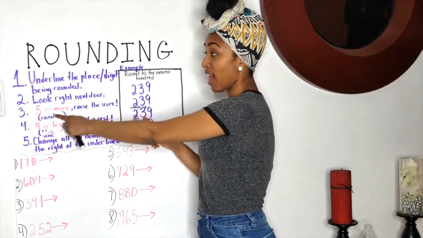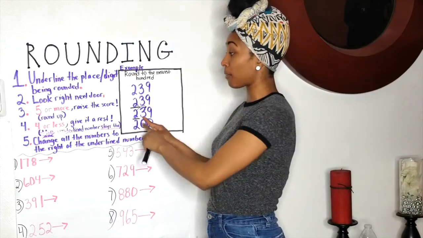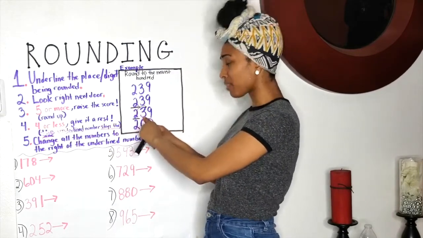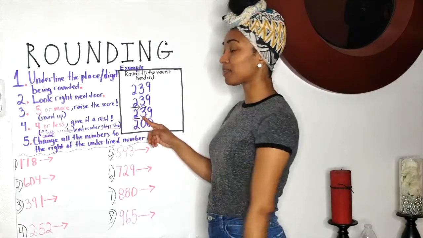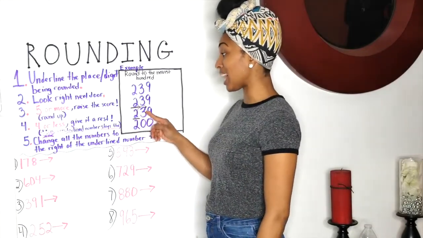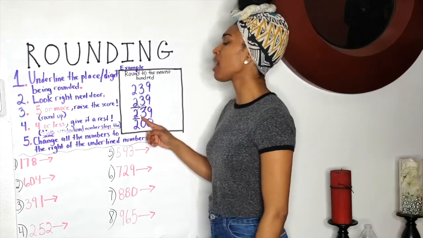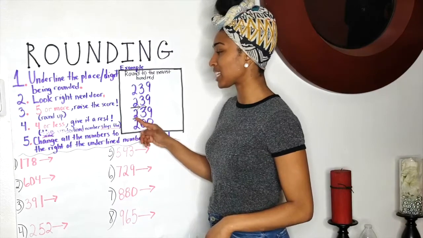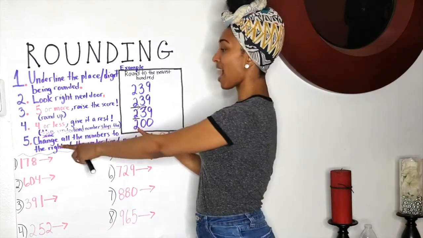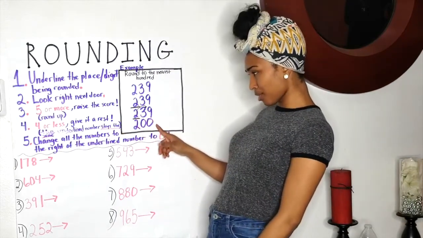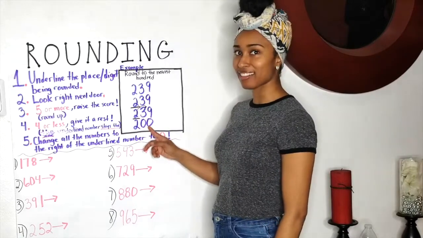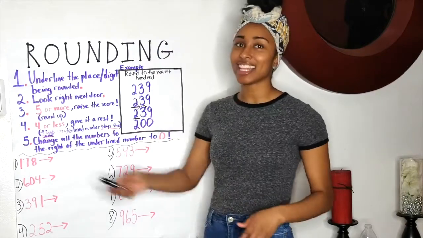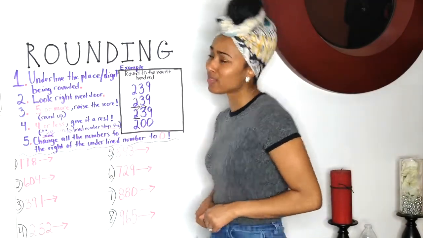Now, it says if it's 5 or more, I raise the score. I'm going to round up 100. But if it's 4 or less, I'm going to give it a rest, and it's going to stay the same. So this is 4 or less. This is less than 4, so I'm going to give it a rest. Okay? And the underlined number is going to stay the same. Step 5. All the numbers to the right change to 0. So I'm rounding to the nearest 100. I get 200.